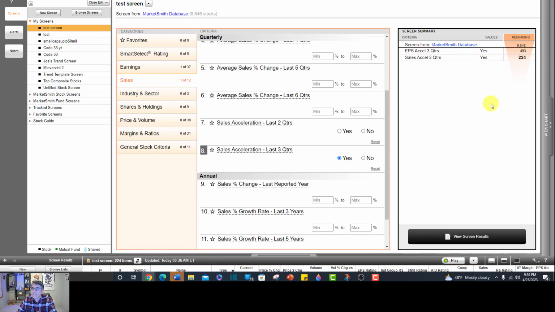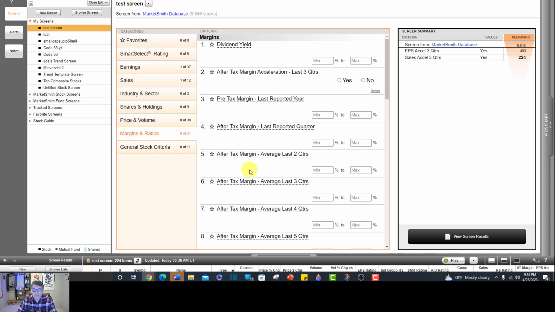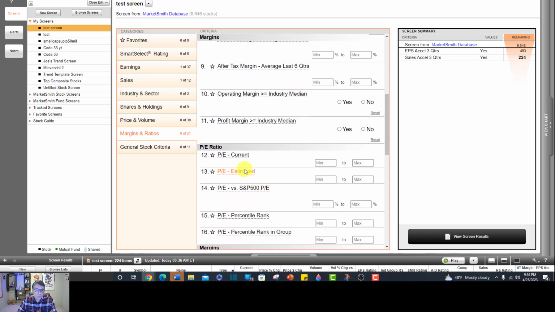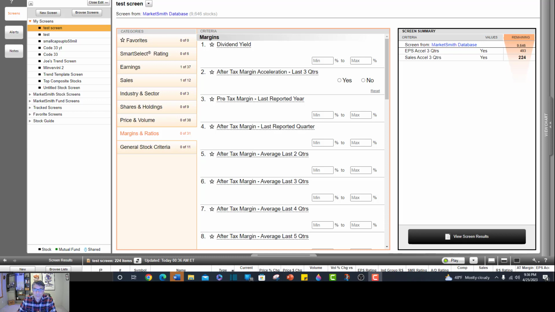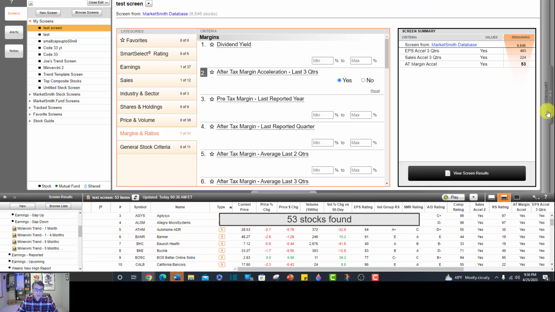And now it's telling you how many stocks are in the screen. It went from almost 10,000 stocks to 493 to 224. And then you go margins. And we find, let's see, where is it? Oh, duh, it's right at the top. After-tax margin acceleration last 3 quarters. So 3 attributes going up 3 quarters in a row. That's what Minervini calls a code 33. That gets us 53 stocks. View screen results. Here they are.